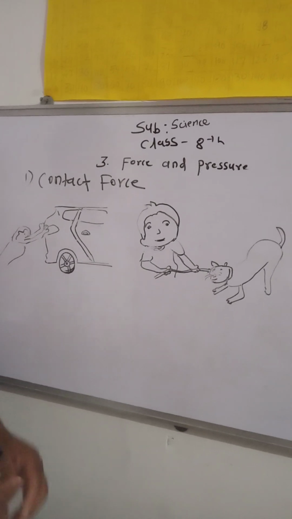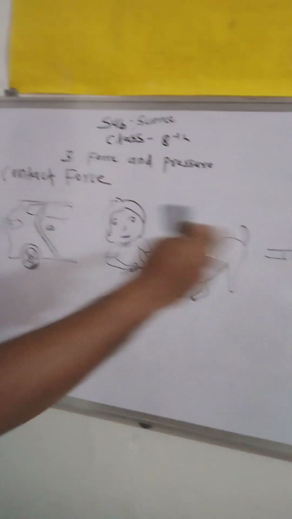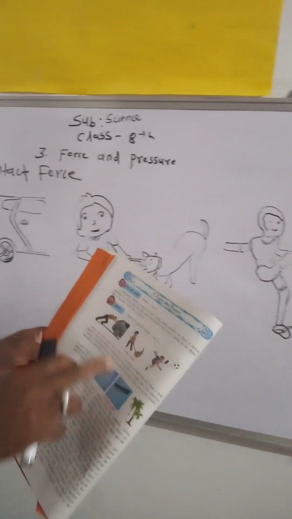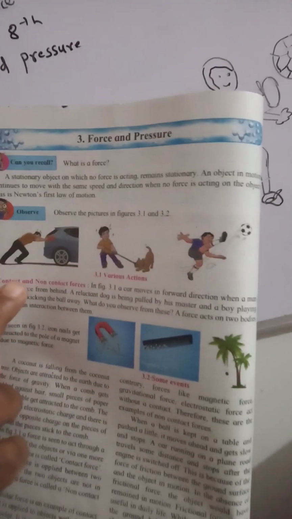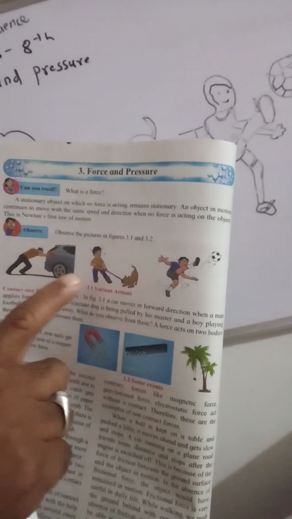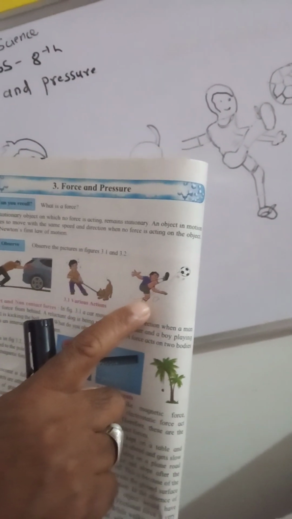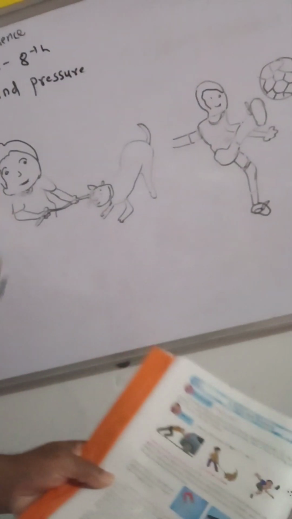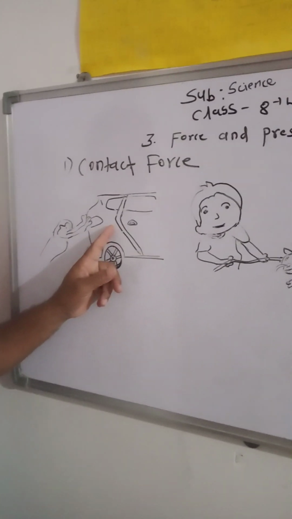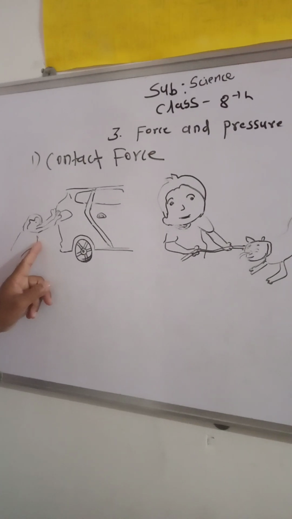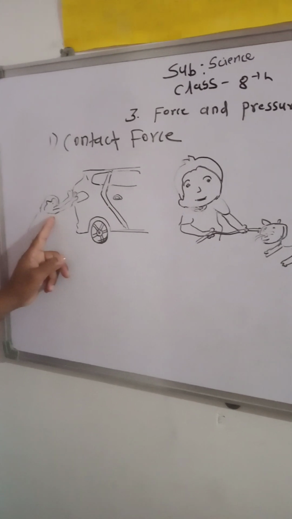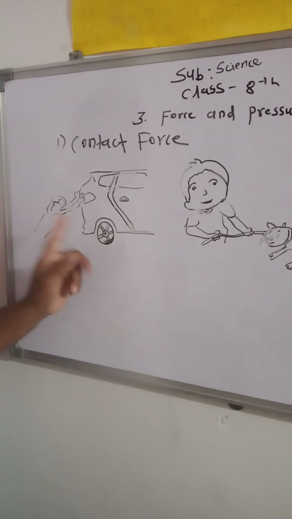Now observe these three pictures in the book. They are given in the book also. This is the first picture, this is the second, and this is the third. What do we observe from these pictures? Now see this picture. What is given in this picture? Someone is pushing the car. It means he is acting a force on this car directly.